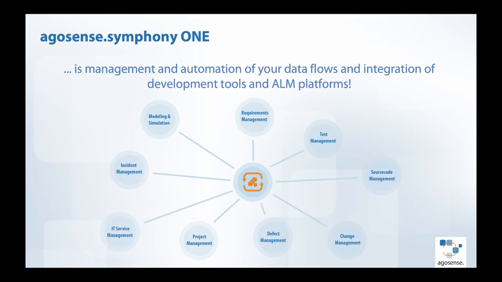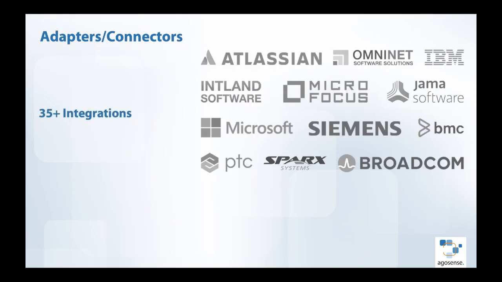Talking about agosense Symphony, especially agosense Symphony 1, our latest iteration of our product, what it basically does is manage and automate all of your data flows and integration needs for development tools and ALM platforms. What you see here on this picture, from a high level, are the different domains we are covering, starting from requirements management tools, test management, change management, and so on. If you have a best-of-breed implementation in your house, you can use agosense Symphony to let your different tools speak together and synchronize data with each other to enhance and establish a certain amount of traceability.